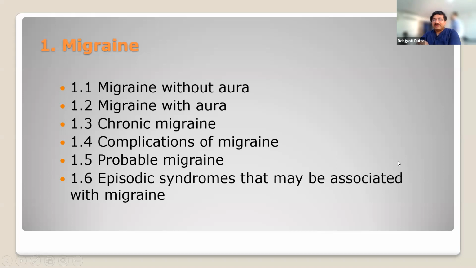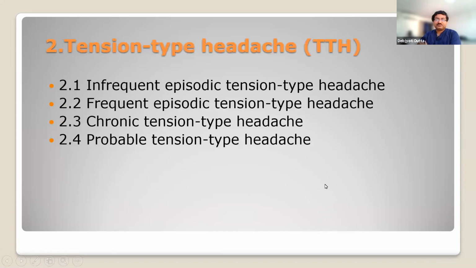So as I have told previously, sometimes it is very difficult to differentiate these conditions. That means the patient is coming with some features of tension type headache, some features of migraine, and some features of other headache disorders. So this is common, and here we need to find out which is most probable. That is why these last two terms are there: probable migraine and episodic syndromes that may be associated with migraine.